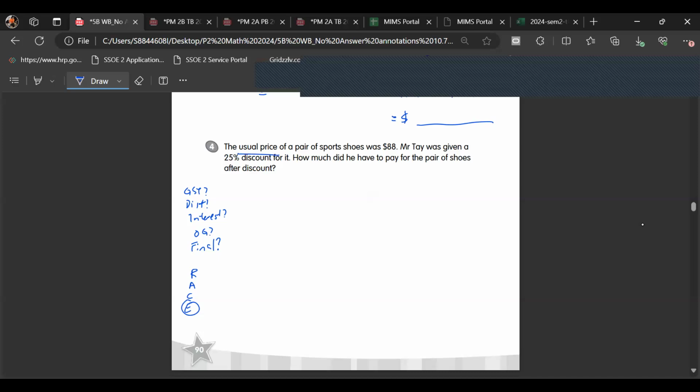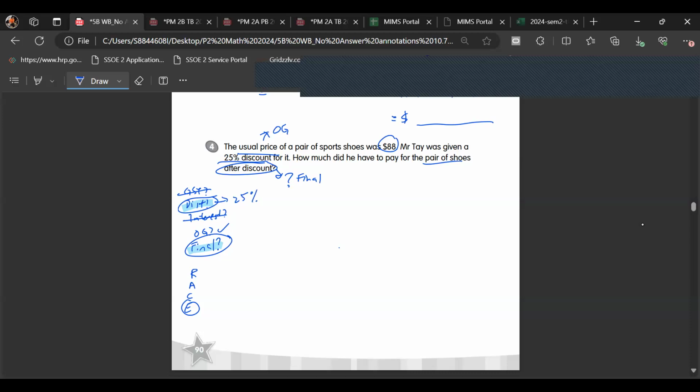The usual price is just another word for original price. So I have the original price already, $88. A discount is given, so not GST, not interest. Given a 25% discount, how much does he have to pay for the pair of shoes after discount? So this asks for the final amount. In the end, this is the one that you need to find. And the given one is the original price and the 25%.